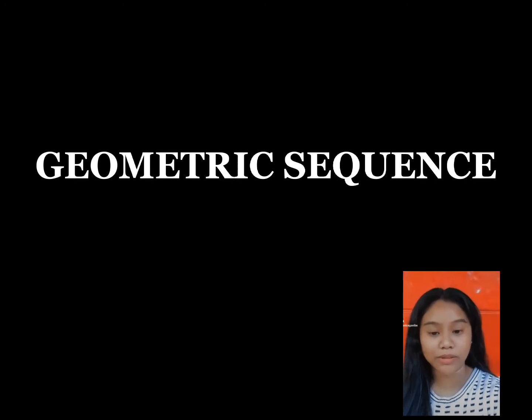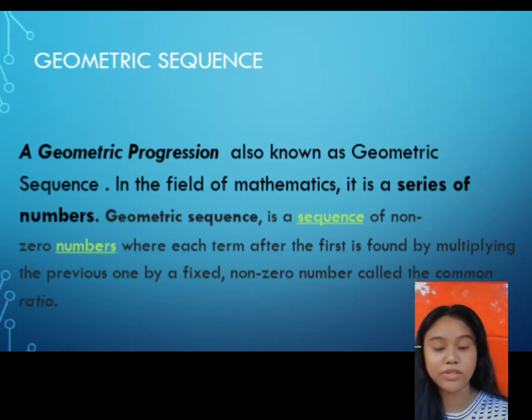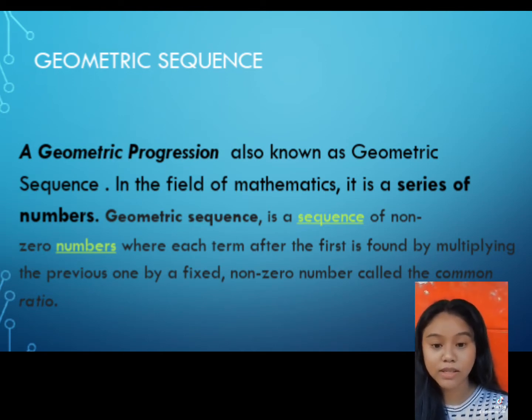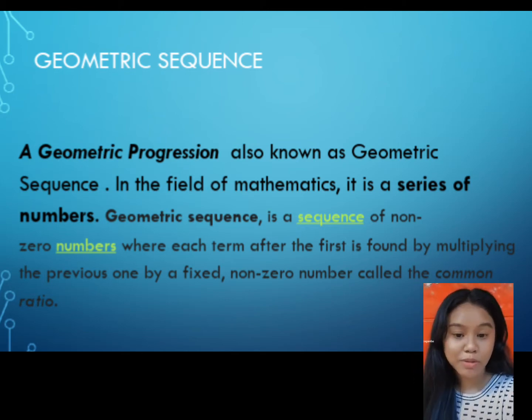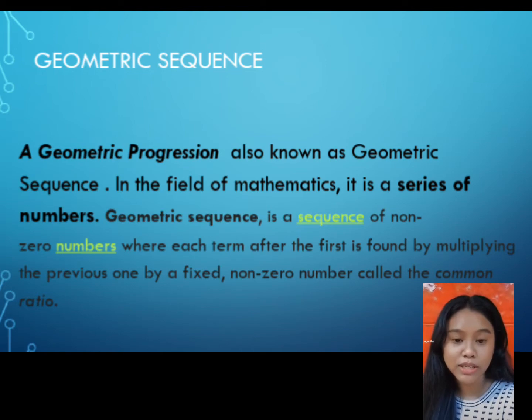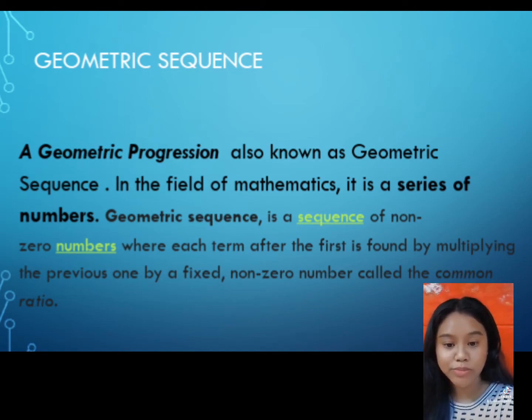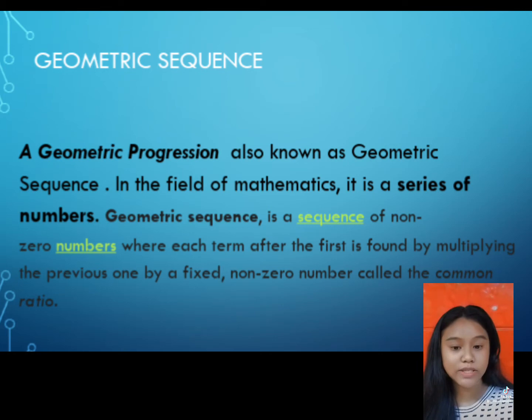Good day everyone. For today's video, we are going to discuss geometric sequence. A geometric progression is also known as geometric sequence. In the field of mathematics, a geometric sequence is a series of numbers. It is a sequence of non-zero numbers where each term after the first is found by multiplying the previous one by a fixed, non-zero number called the common ratio.